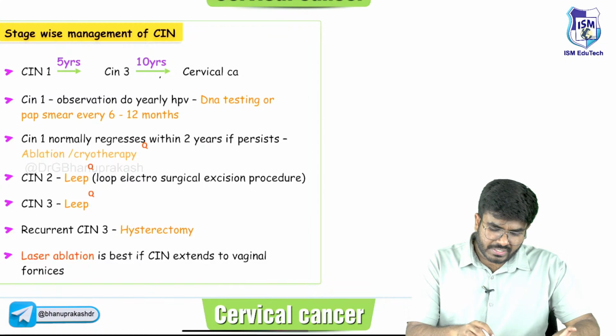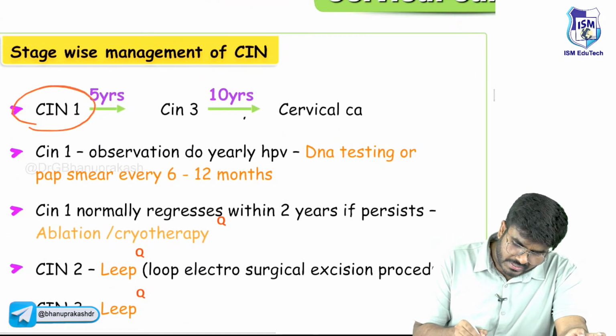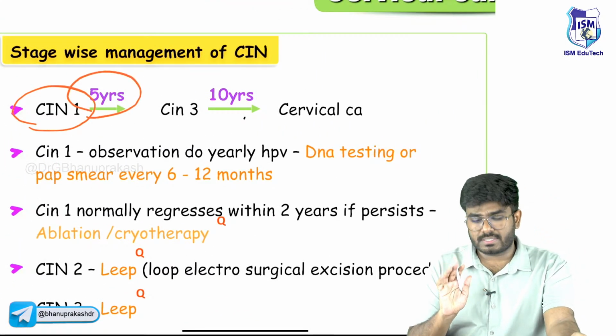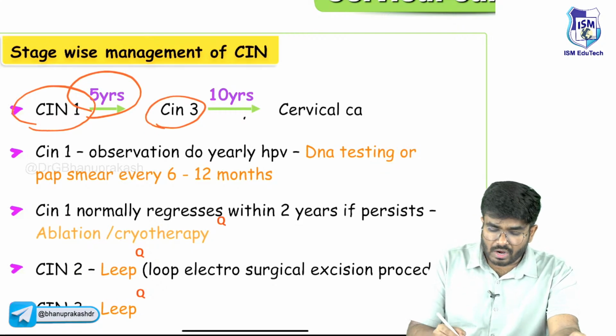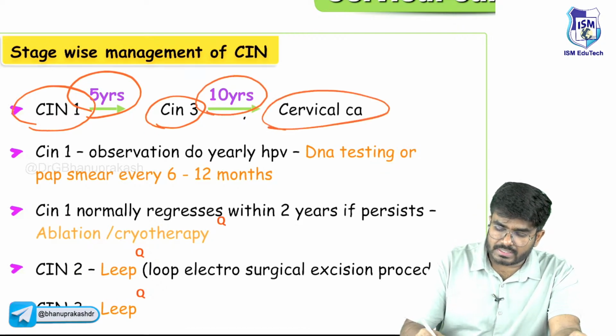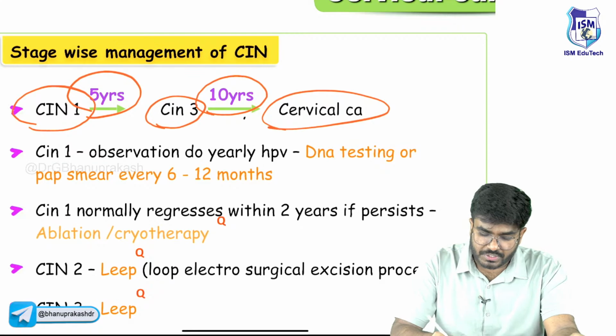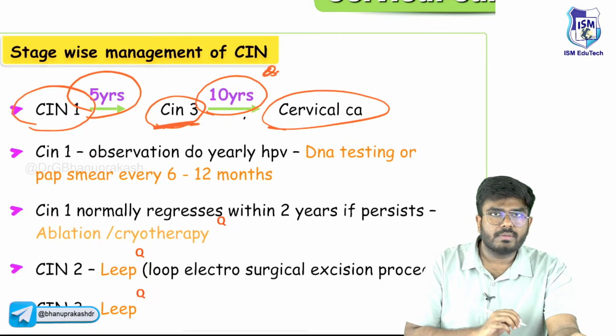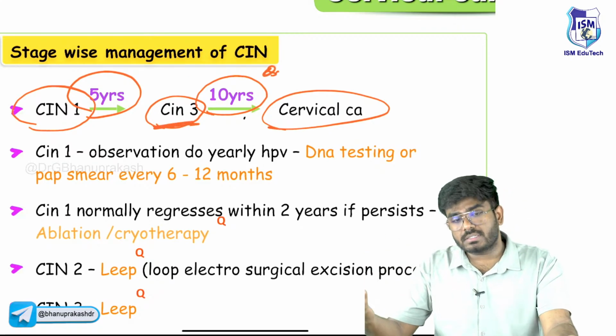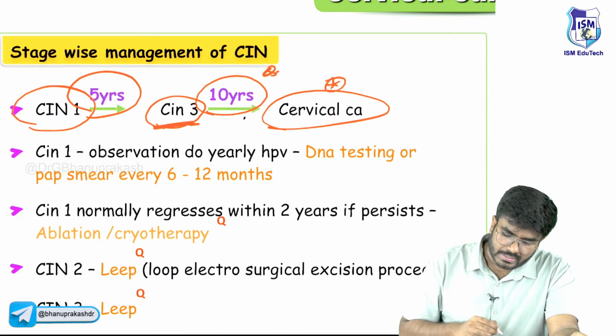See, if the patient is having CIN1, it takes 5 years to convert into CIN3. After getting CIN3, it takes 10 years for the transformation to the cervical cancer, MCQ. So CIN3 takes 10 years for the transformation into the cervical cancer.